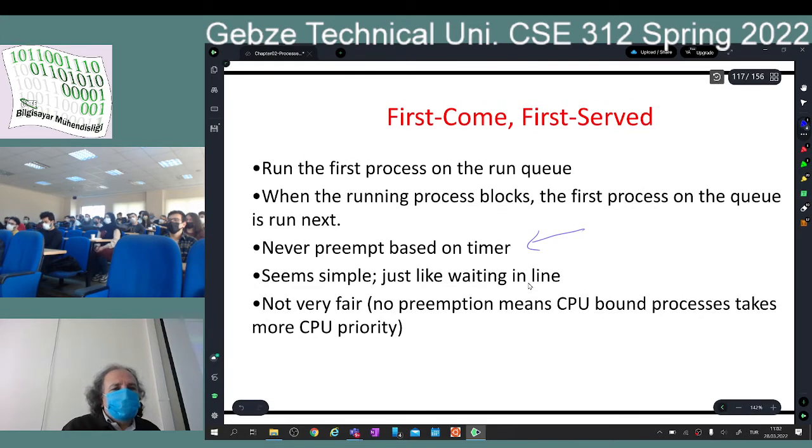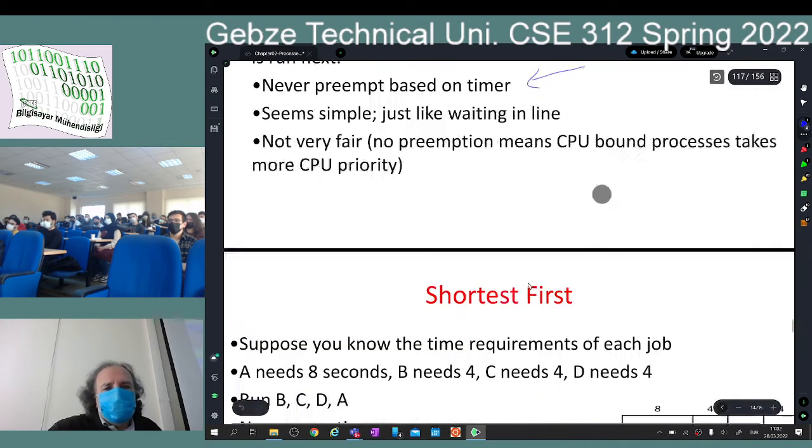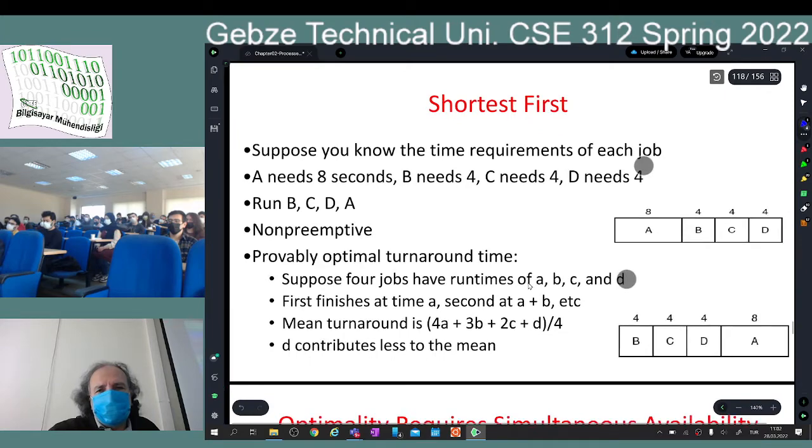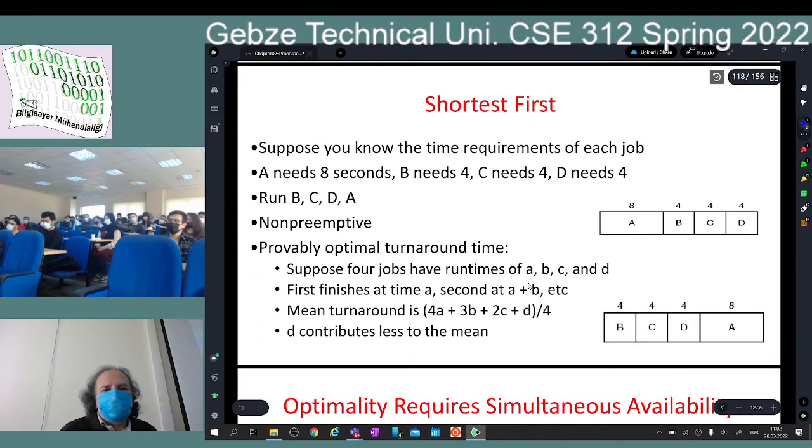So the other thing is that, well, this is too primitive, first come, first serve. Let's do this shortest first. That's the idea, okay? Let's say I have 1, 2, 3, 4 jobs. I know that A is going to take 8 minutes, and the others 4 minutes, 4 minutes, and 4 minutes. How do I know that A is going to take 8 minutes?